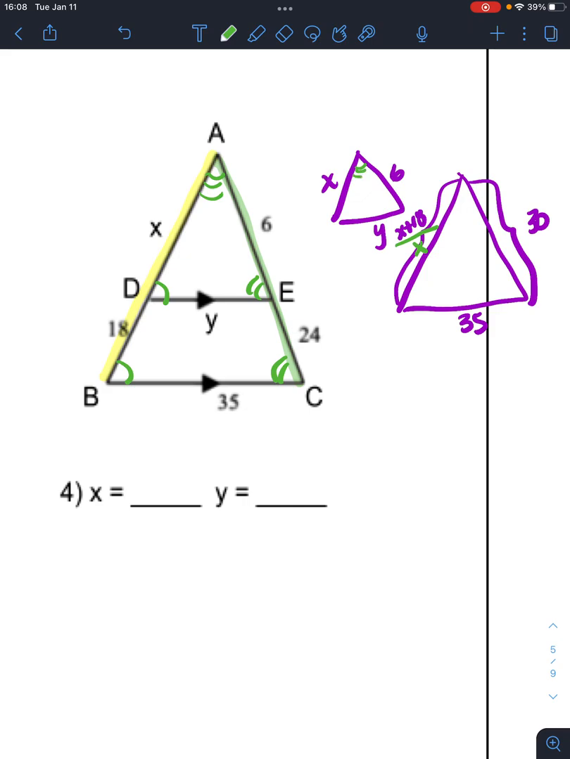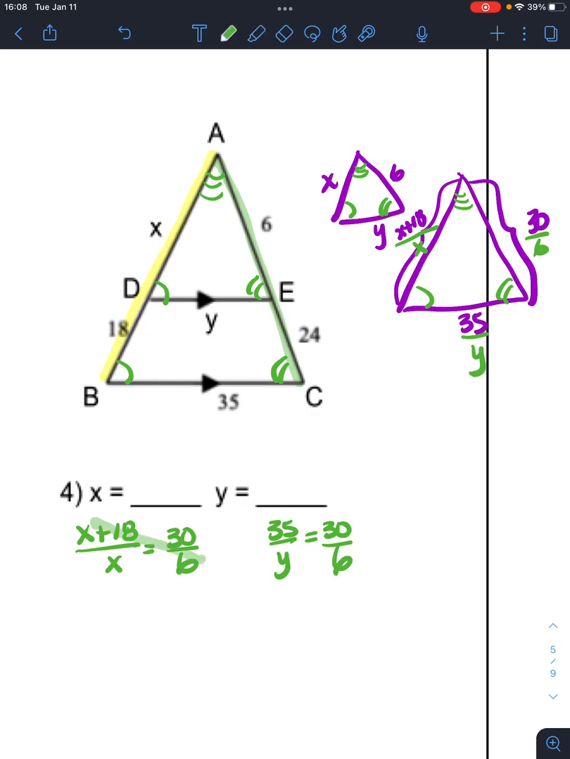And then we also have that overlap, right? So we've got this situation so we can tell how everything matches up. These are a little more straightforward as to how they match up. So now we just set up our proportions. X plus 18 over x is equal to 30 over 6. And 35 over y is equal to 30 over 6.